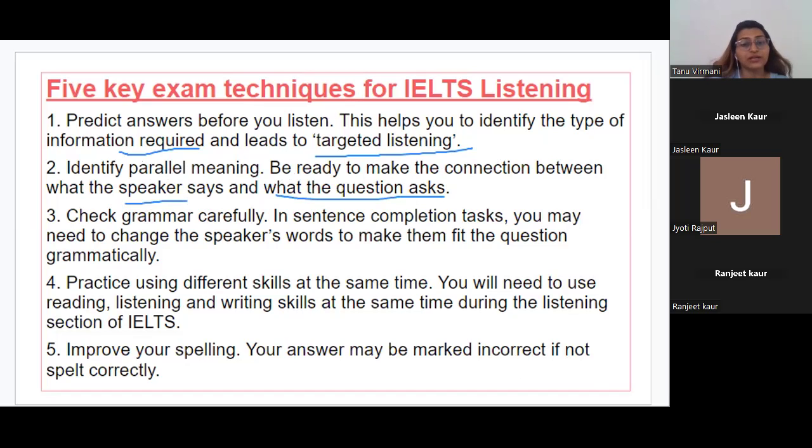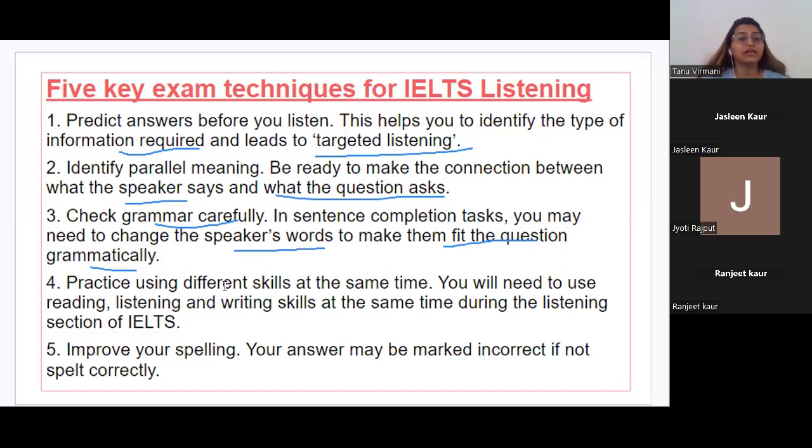Next is check grammar carefully. Your answers have to be grammatically correct. In a sentence completion task, you may need to change the speaker's word to make it fit the question grammatically. So you have to check for grammatical errors. Because if you write an answer in the fill in the blanks that is not grammatically correct, then ultimately you will not get marks because it will be counted as incorrect, right?